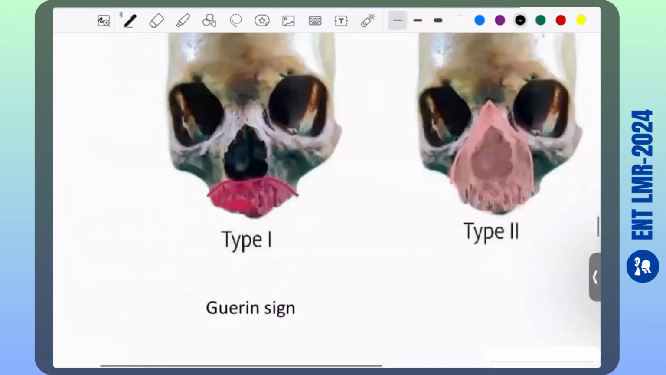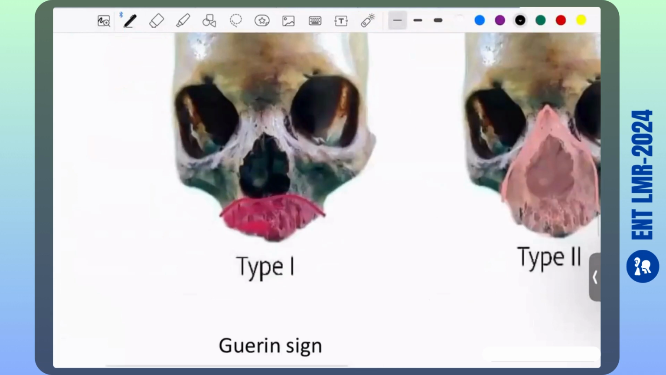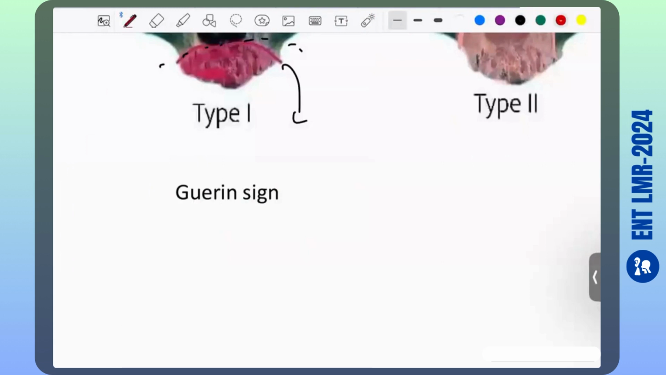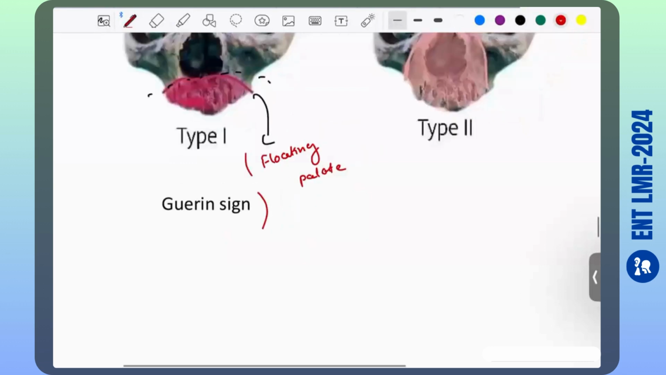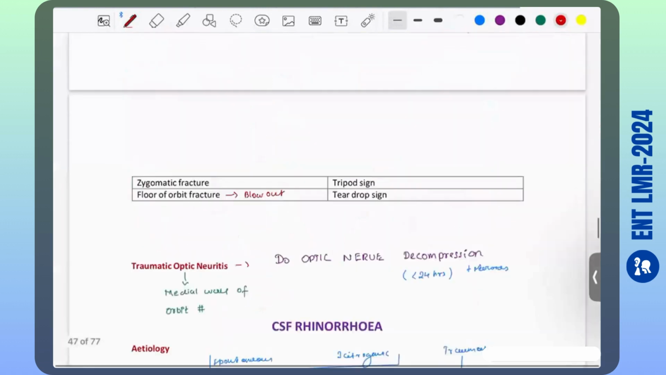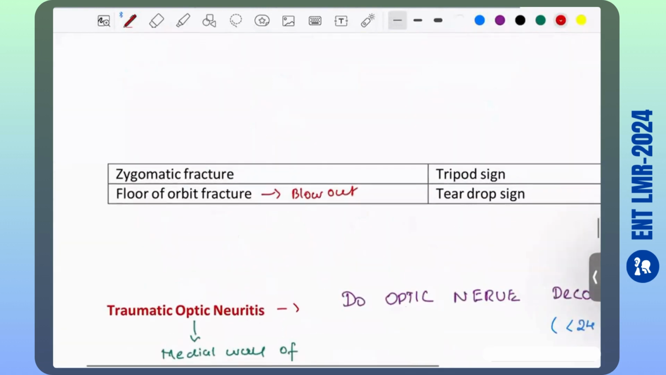The type 1, if the palate goes like this, it could cause a floating palate on imaging. Floating palate. The floating palate is called Guerin sign. So Le Fort fracture, any polytrauma over the face, we divide into 3. 1 is over here, 2 is over here, 3 is completely skull base involved. Okay. Other facial bone fracture, nasal bone fracture we have seen, Le Fort fracture we have seen.